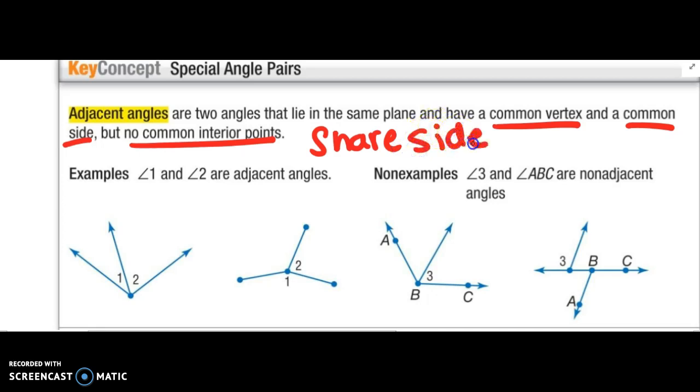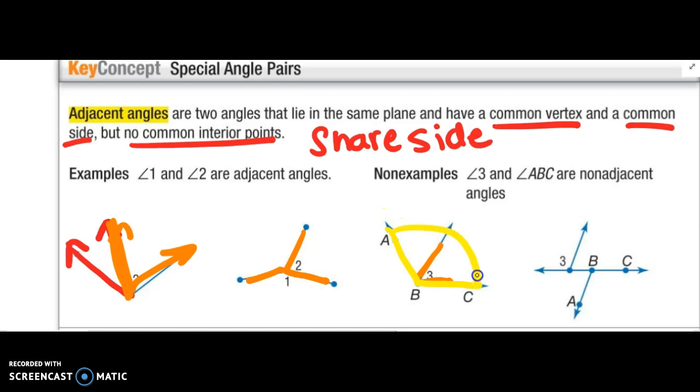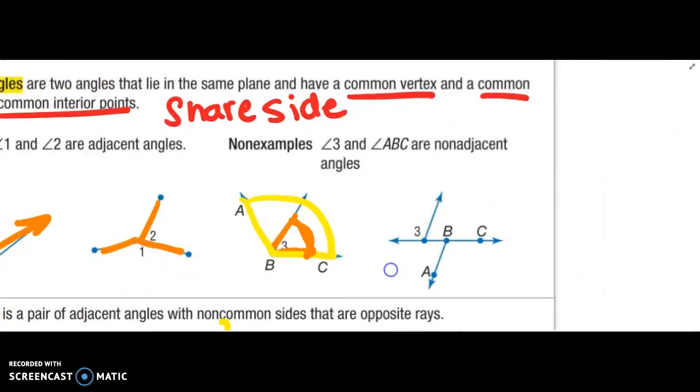and they can't overlap. So like angle 1 and angle 2 are beside each other. They share this side right there, but they don't overlap. Those are adjacent. Same thing here. But if we're talking about angle 3 and then ABC, well, ABC is all of this. You can see those overlap. So those are not adjacent.